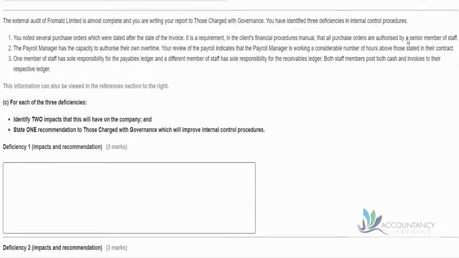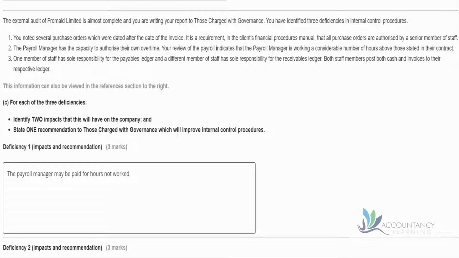Okay, let's have a look at the second issue. The payroll manager has the capacity to authorize their own overtime. So you can see the issue with that, that could be applying for any of us. If we could approve our own pay, then most of us would want to be paid as much as possible, wouldn't we? So we've got a problem here that the manager may be paid more than they actually work. So it tells us then that your review of the payroll indicates the payroll manager is working a considerable number of hours above those stated in their contract. Now it doesn't necessarily mean that they're not working those hours, but there is just a risk that that's what's happening, simply because they can approve their own overtime.